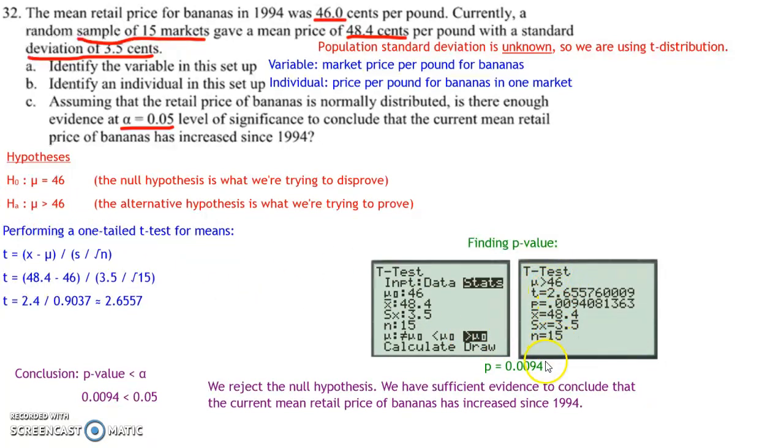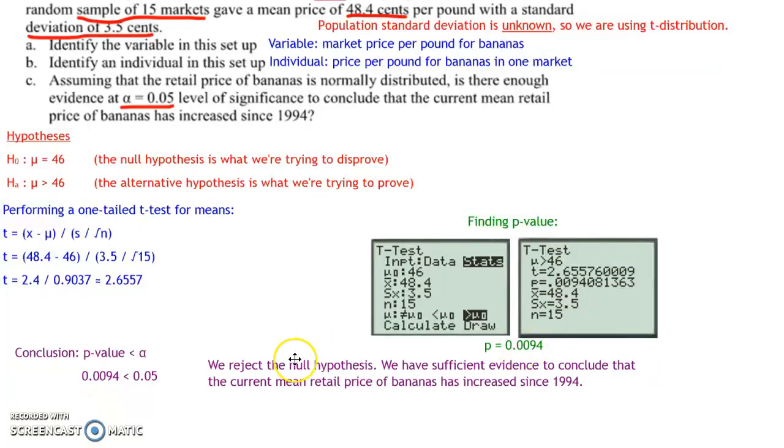We do our t-test in the calculator and we get 0.0094, and that's our p-value. Again, our p-value is less than our alpha. In this case, alpha is 0.05. They're generally going to give you alpha. If they don't give you alpha, use 0.05. In this case, we're rejecting again. We have sufficient evidence to conclude that the current mean retail price of bananas has increased since 1994. I'm just using the same exact sentence.